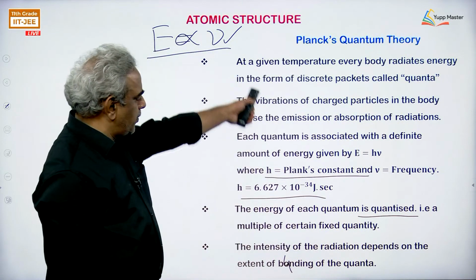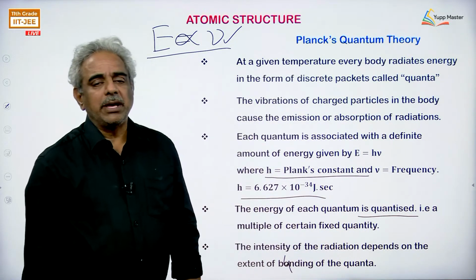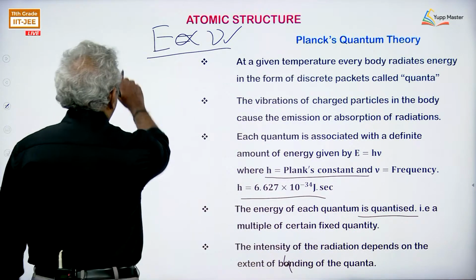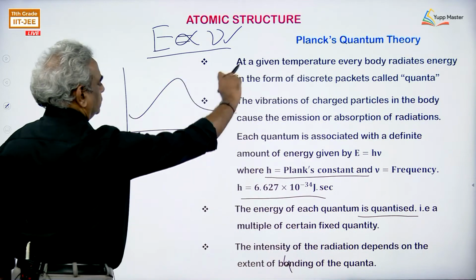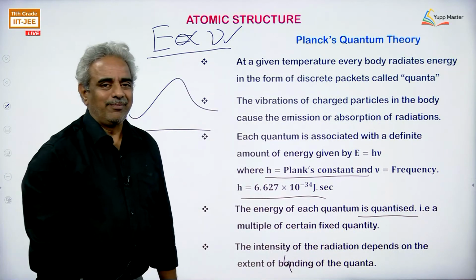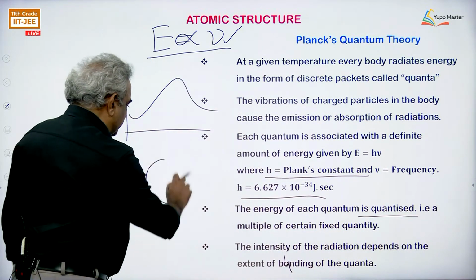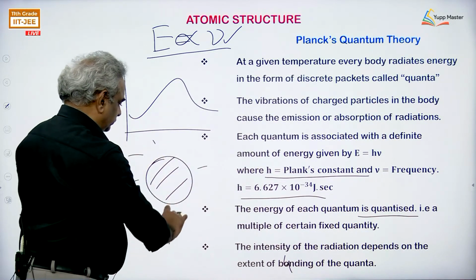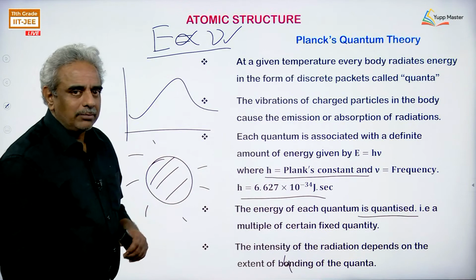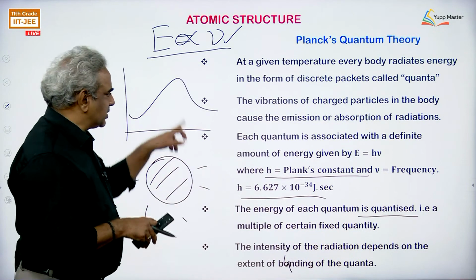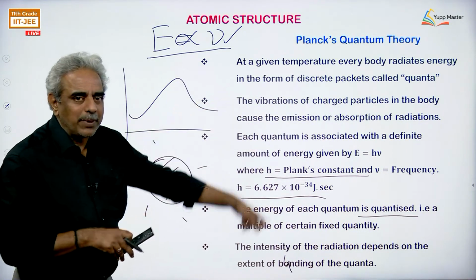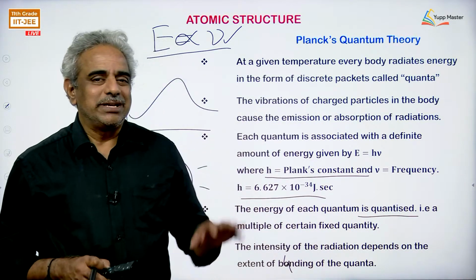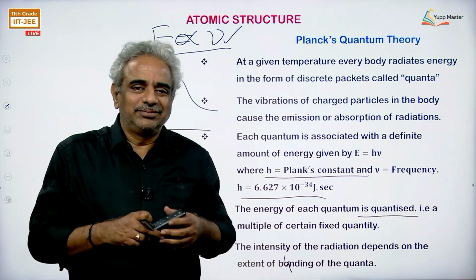So all these postulates were proposed by Max Planck just to explain what? Blackbody radiation. So these three things you imagine. This is a hard body. The radiations gave these curves. To explain this, Planck proposed this, which has revolutionized physics.